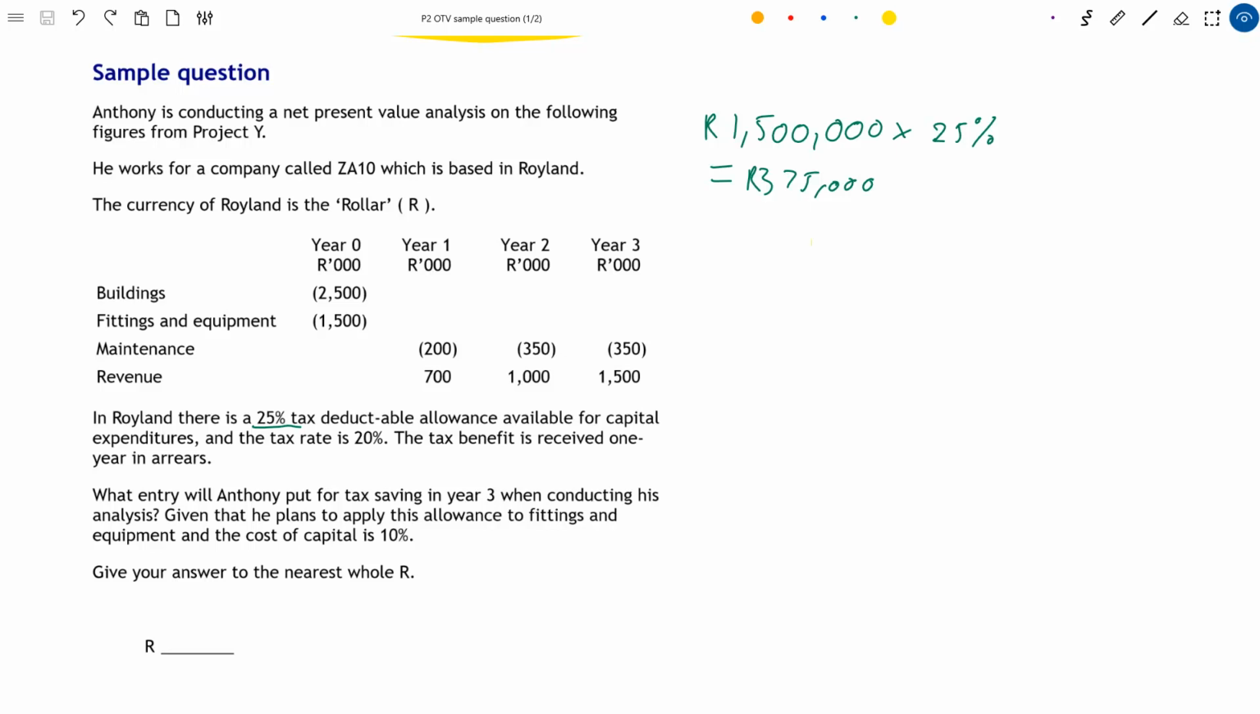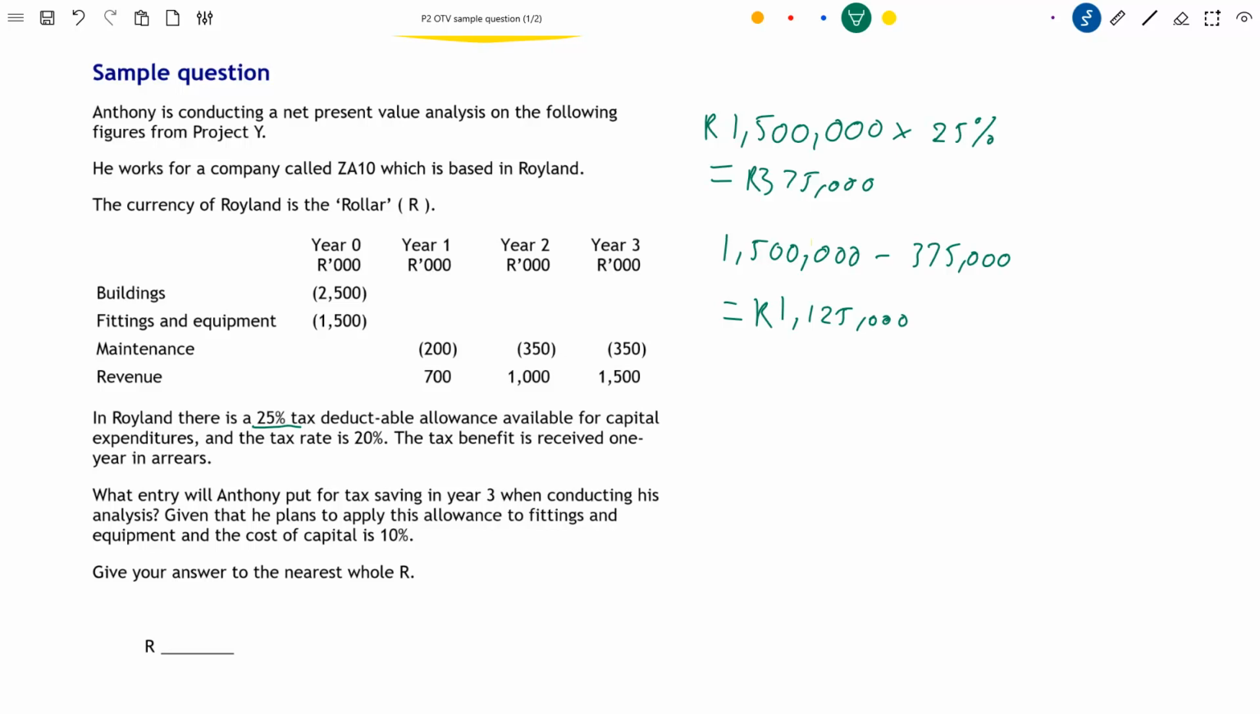But what we do need to do is deduct this figure from the initial purchase price of the capital expenditure to get the new balance, because otherwise we would be applying a tax saving against an expenditure that we've already applied a tax saving to. So what we need to do is deduct the $375,000 from the $1,500,000 to give our new balance of $1,125,000.